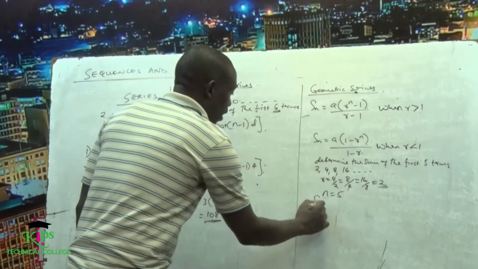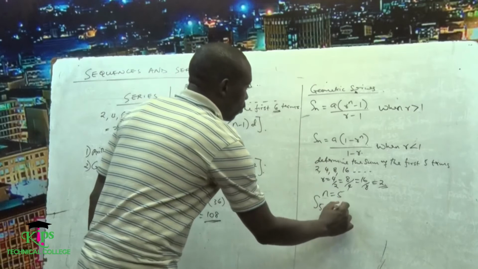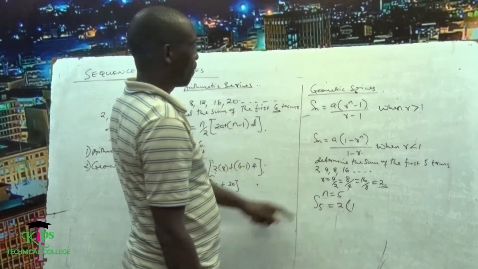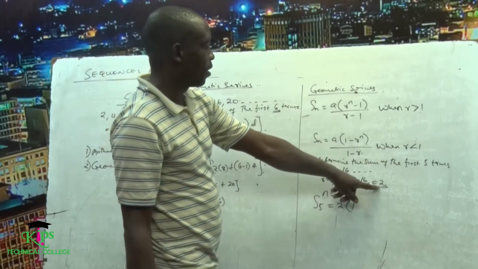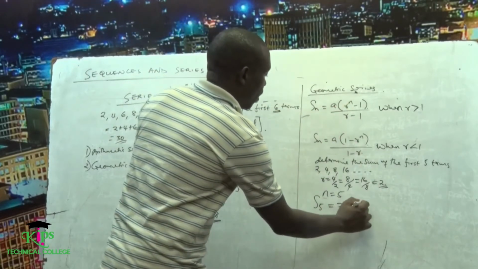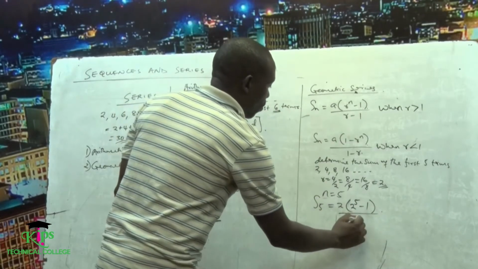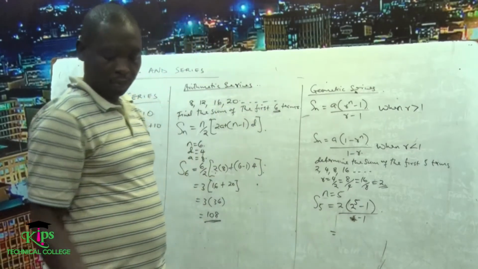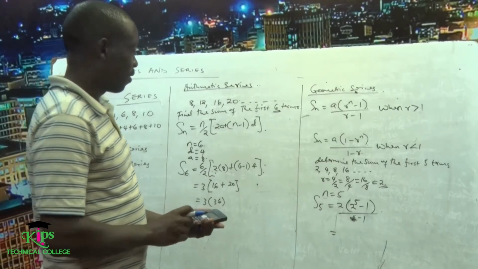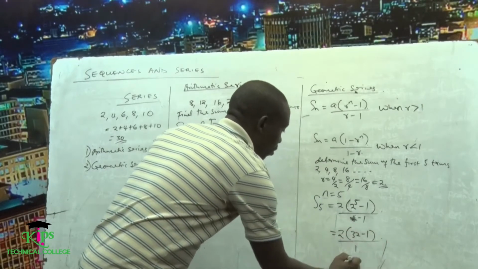And then we can say S5, which is the sum of the first 5 terms, will be given by A, which is 2, multiplied by... in this case, our R is greater than 1, so we use the first formula. So it's going to be 2 power 5 minus 1 over R minus 1, which is 2 minus 1. In this case, 2 raised to power 5 gives us 32.